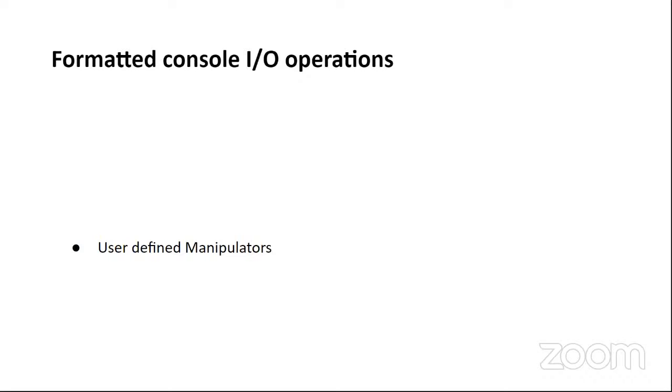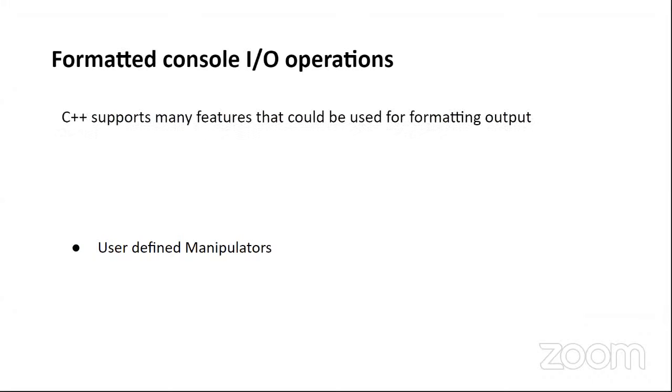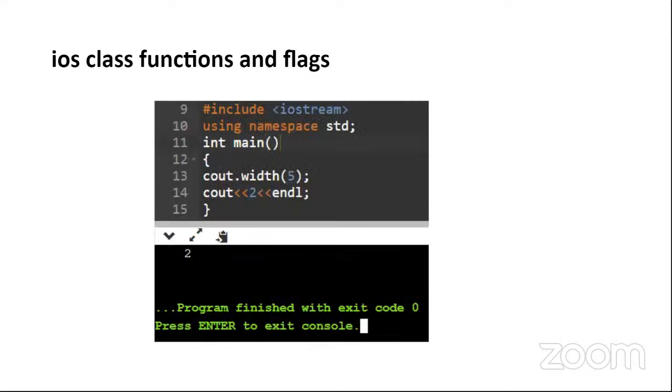So we have seen the unformatted console operations. Now we'll see the formatted ones. C++ supports many features that could be used for formatting the output. The first one is the ios class functions and flags. The second one will be the manipulators, and the third one will be the user-defined manipulators.